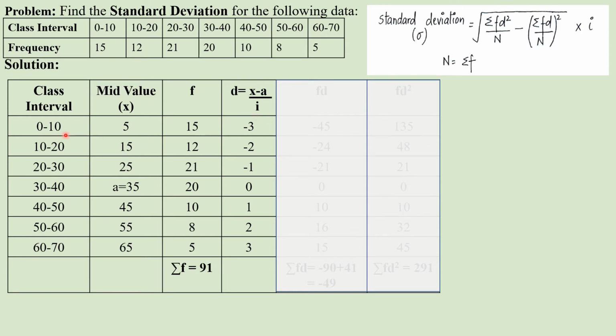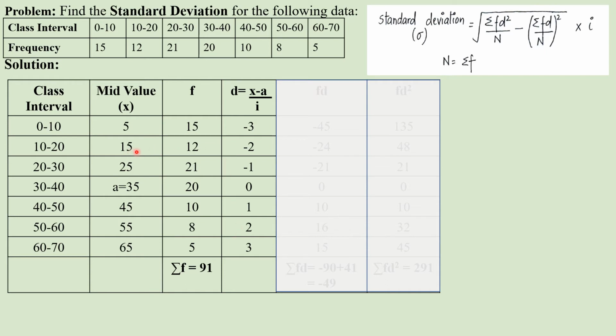So d for class interval 0 to 10 is 5 minus a, which is 35. 5 minus 35 upon i, which is 10. So d is minus 3. In the same way, find out the value of d for all the class intervals.